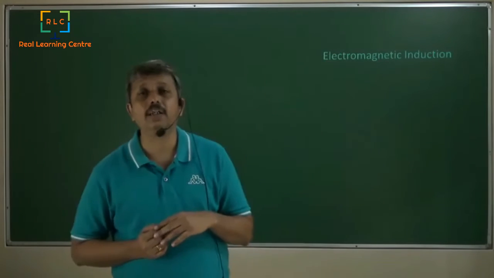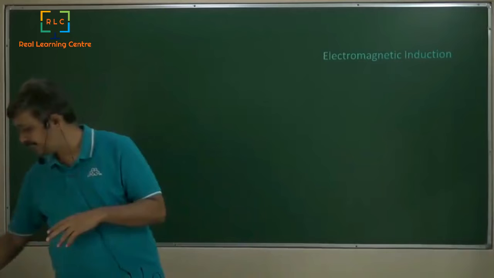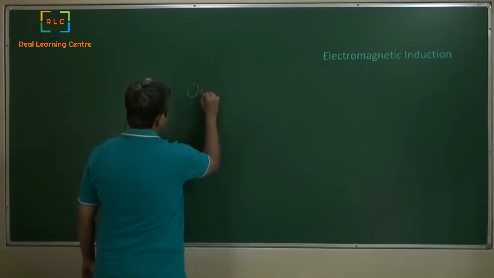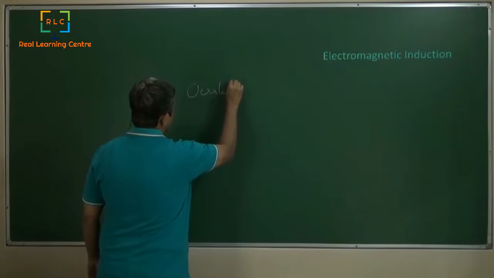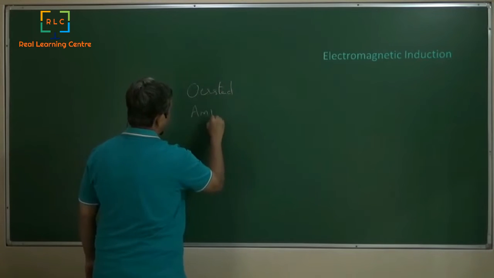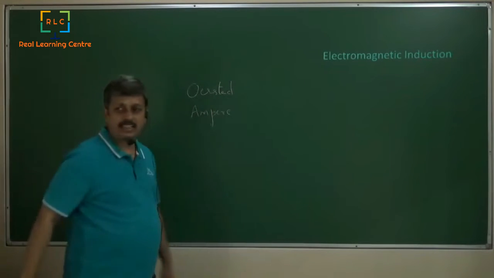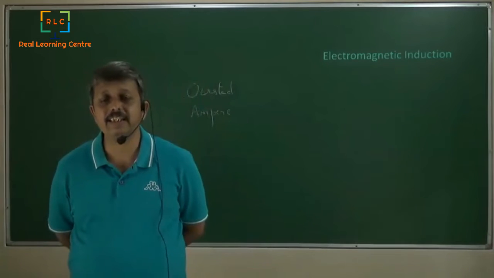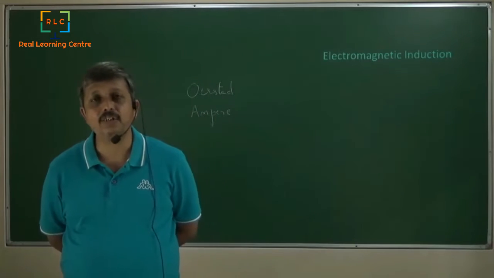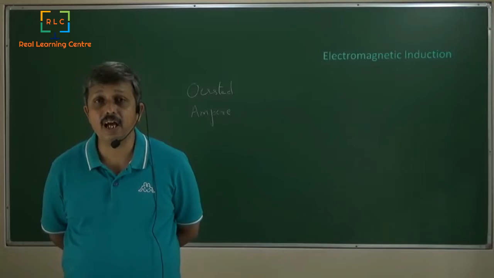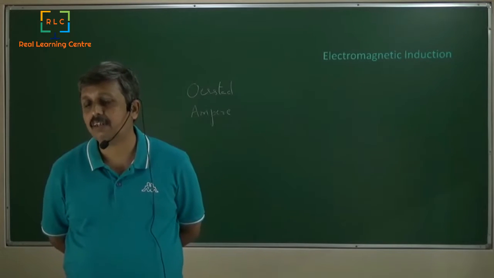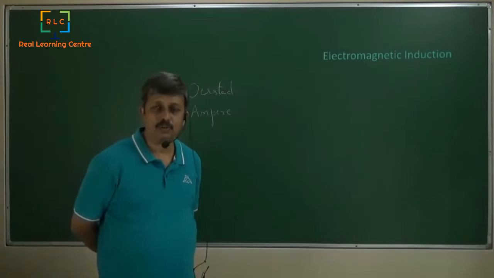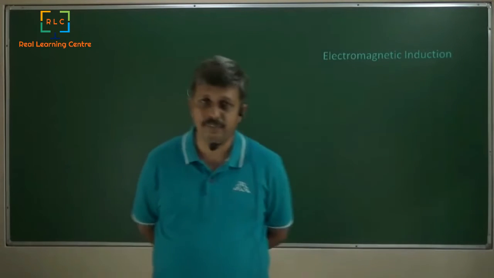And we also saw the two scientists, Oersted and Ampere. These two scientists actually worked very extensively on trying to establish the relationship between electricity and magnetism. But what they did was trying to see how passing some current through a wire will produce a magnetic field. Now we know that if you pass some current through a wire, that produces a magnetic field.